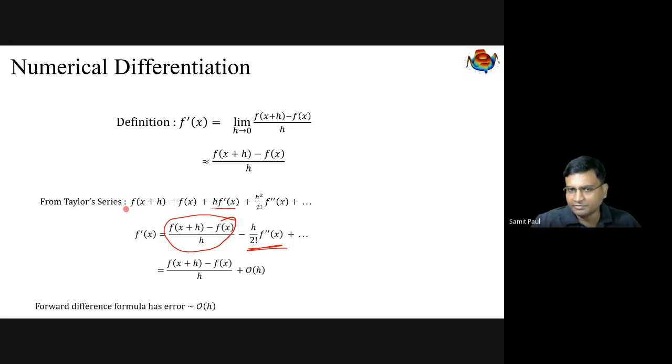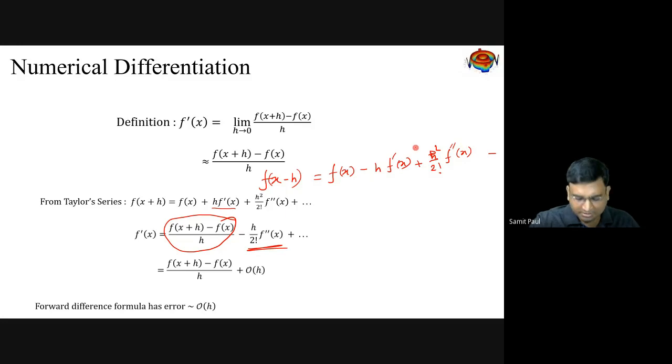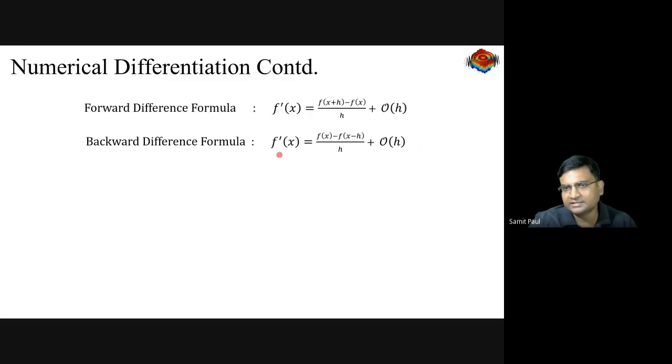taking the Taylor series of f of x plus h, if we had taken x minus h, function of x minus h, we would have got f of x minus h equals f of x minus h f prime of x plus h square by factorial 2 f double prime of x, and so on. And if we proceed, we will get this formula. This is called backward difference formula.